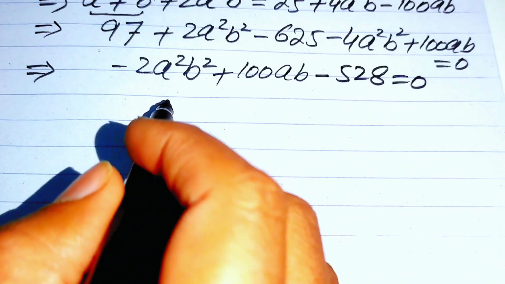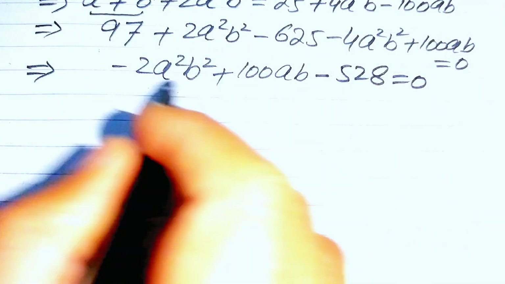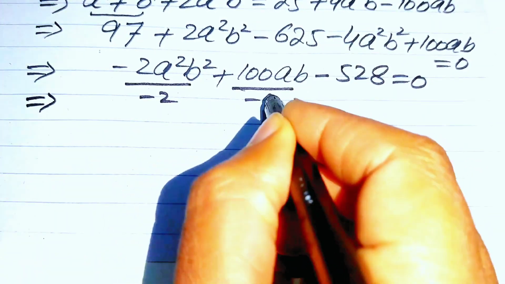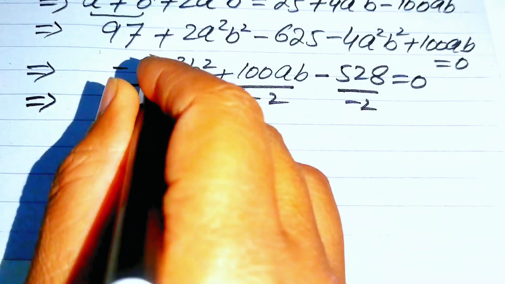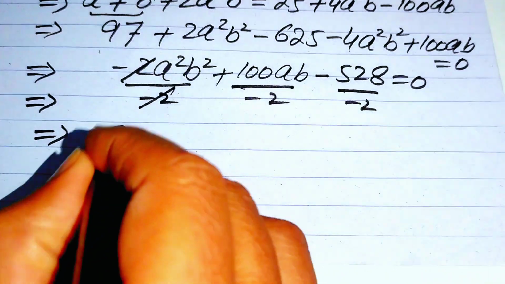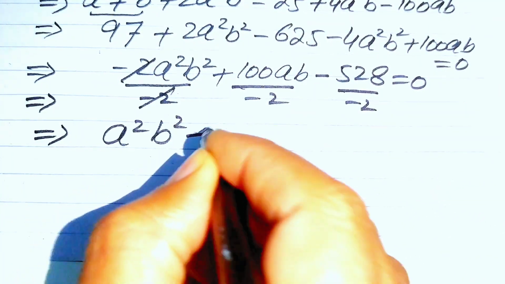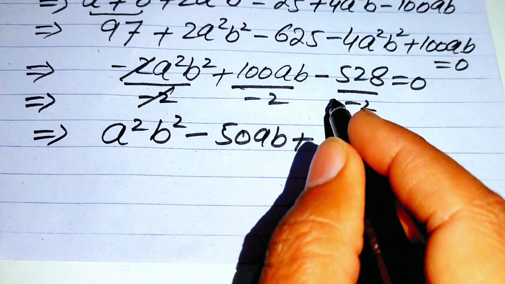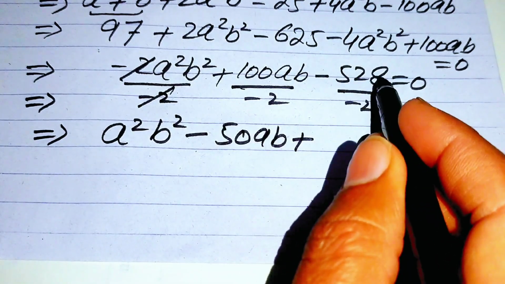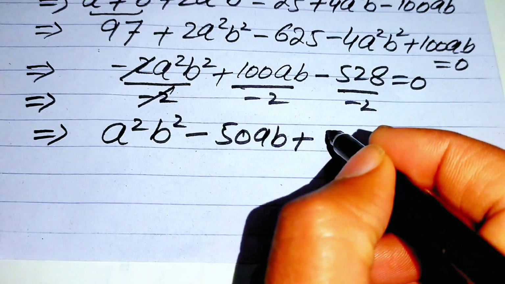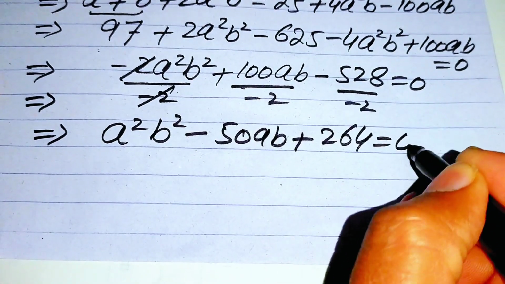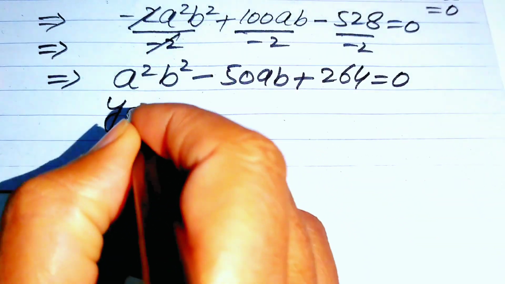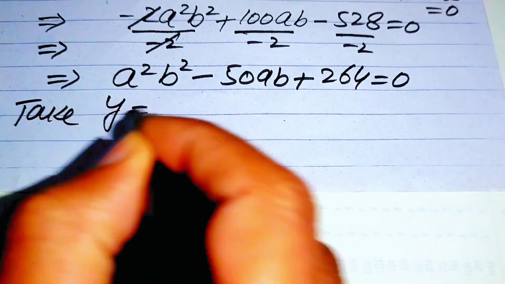And now we just divide each term by minus 2. In this way we divide each term by minus 2, and we get a square b square minus 50 ab, and this becomes plus, and when we divide 528 by 2, it becomes 264, and this whole equation equals 0. And now we will take y equals AB.